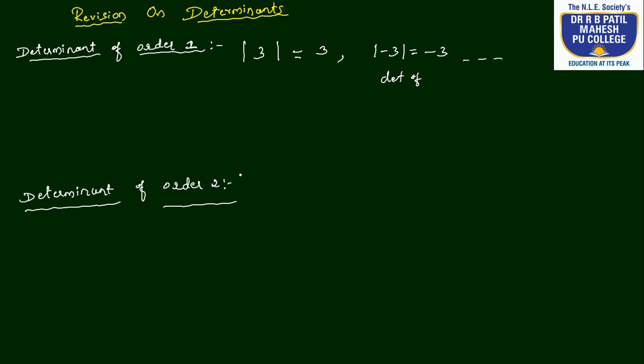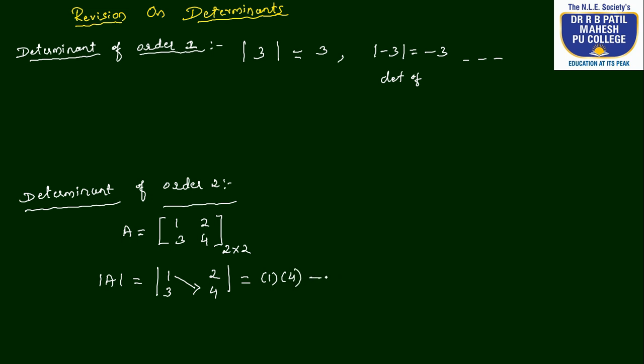Next, determinant of order 2 means a square matrix of 2 cross 2. Let me take one example here. Suppose the matrix A is equal to 1, 2, 3, 4. This is a square matrix of order 2, that is 2 rows, 2 columns. Its determinant is equal to, in determinant notation, 1, 2, 3, 4. And its value is given by cross multiplying 1 into 4, always minus, and then 3 into 2. So this is the way to find the determinant of order 2 cross 2.